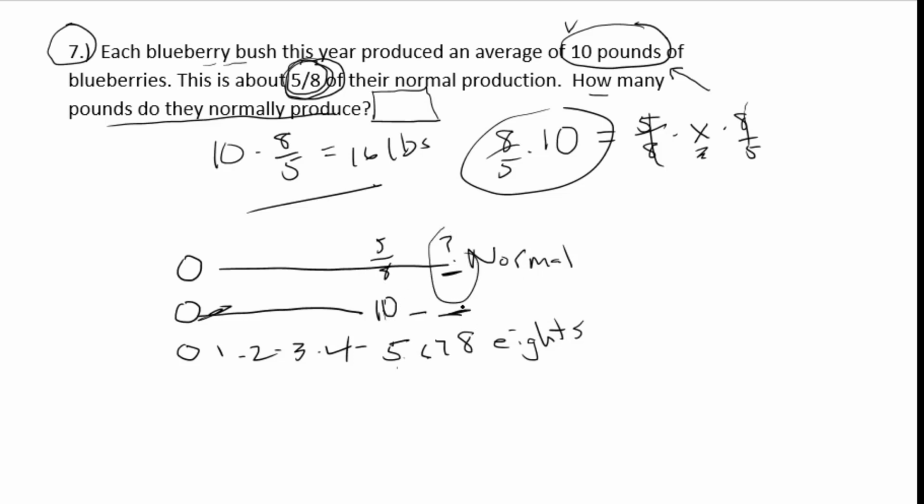which would be 8/8. So if 5/8 is 10 pounds, I can find 1/8. Divide 5 by 5, I get 1. Divide 10 by 5, I get 2. So 1/8 of their normal production is 2 pounds. And we know that the whole is 8/8. So I'm going to multiply the 2 pounds by 8, and I'm going to get 16 pounds.